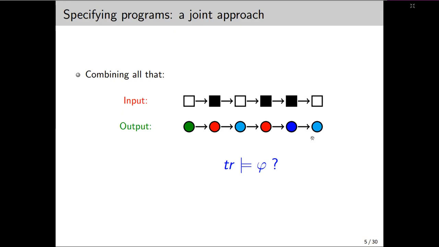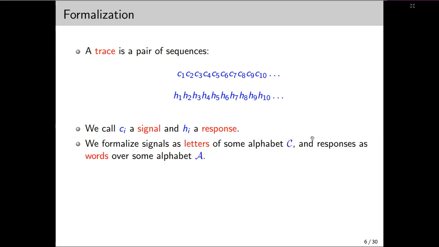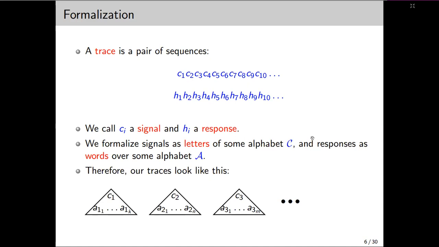To formalize this a bit, I will write the upper sequence as a sequence of signals and the bottom sequence as a sequence of responses. Since input signals are, in intuition, something simple that comes to the input of the program, we will model them as just letters, but the responses can be more complex and compound. So we will model them as words over some alphabet. So a signal is a letter, the response is a word. And we have these two sequences, which, if we give it a closer look, is a sequence of triangles. One signal, a series of responses, another signal, another series of responses. And that evolves over time.